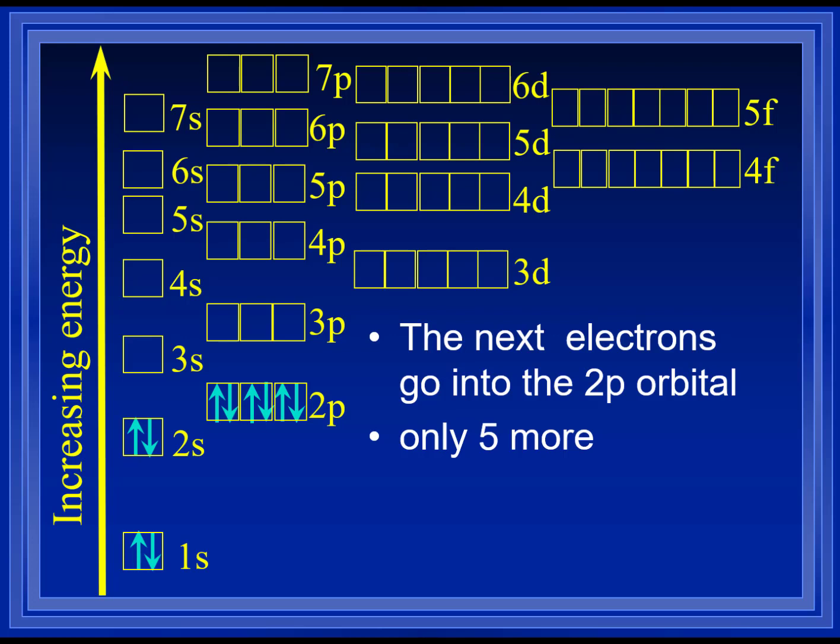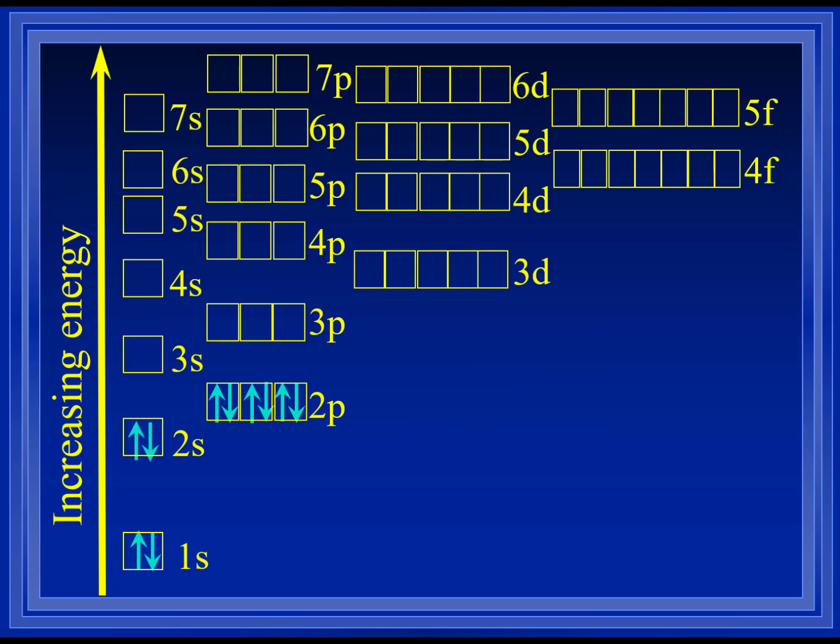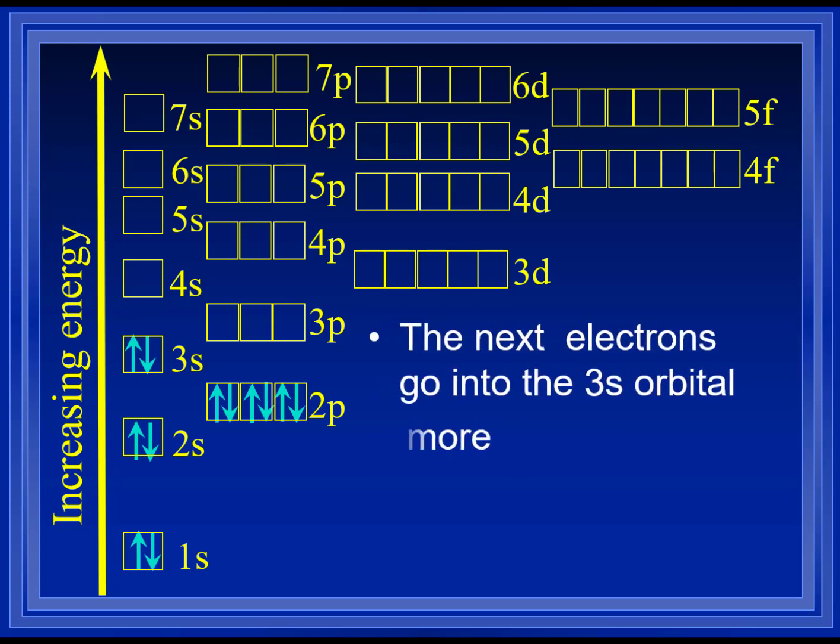So where do the next ones go? 3s, and there's room for 2 there. 3 more to go. Where are they going? 3p. Am I going to fill 3p up? No, there's room for 6. I'm going to go and put in 3. So now is where I got to worry about Hund's rule.